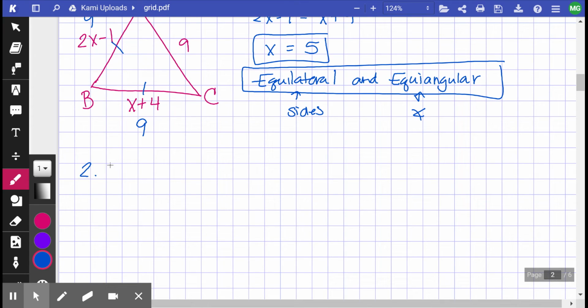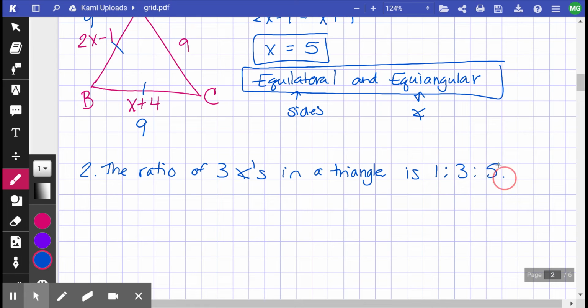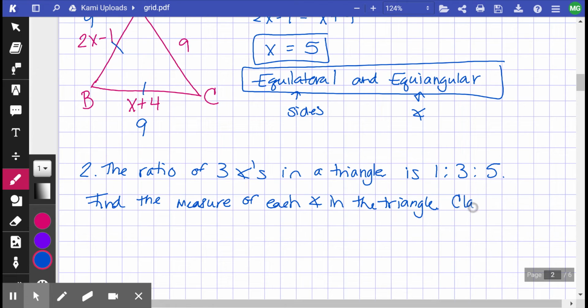All right, number 2. The ratio of the 3 angles in a triangle is 1 to 3 to 5. Find the measure of each angle in the triangle, and then classify by sides and angles.